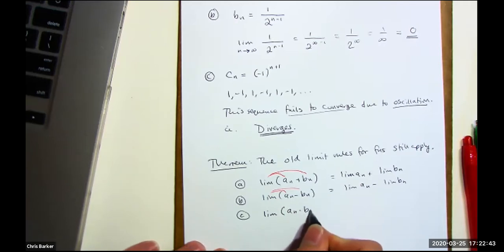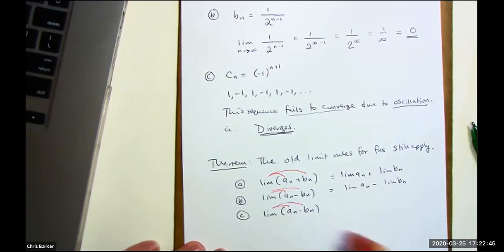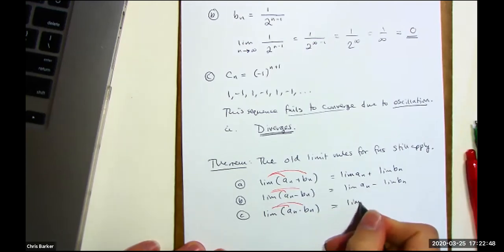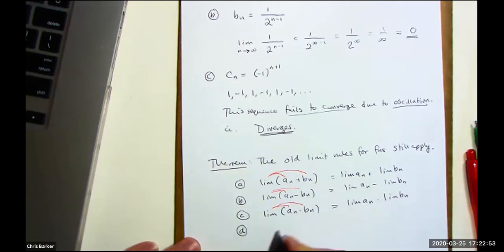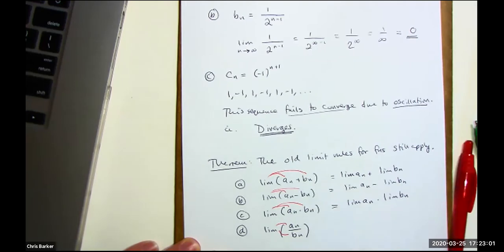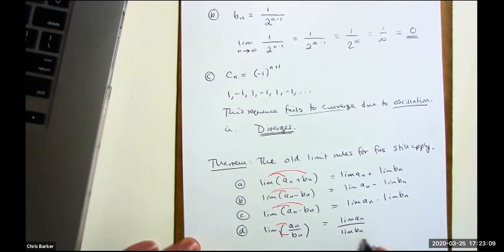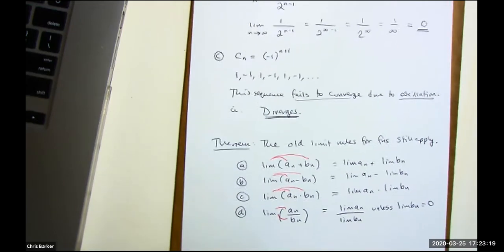If it was multiplied, it still works. You can distribute it and take those two limits separately. So you get the limit of a sub n times the limit of b sub n. And division, it works as well, but with a caveat, the usual caveat. This works except when the denominator is 0. Yeah, when this lower limit is 0, unless the limit of b sub n is 0. All right. Otherwise, it's fine. You can distribute like that.